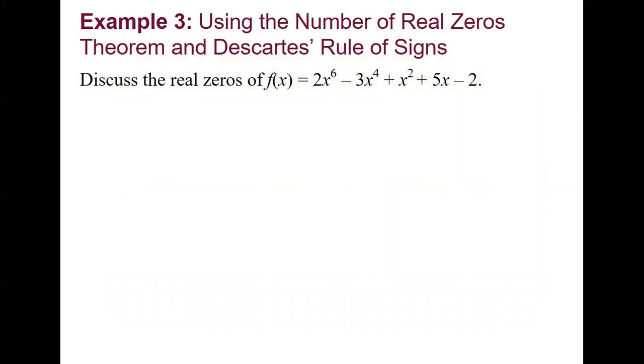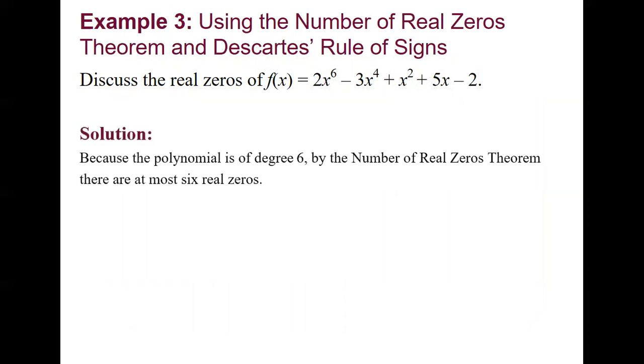All right, so here we have this function. f of x equals 2x to the 6 minus 3x to the 4 plus x squared plus 5x minus 2. Agree? All right. So that's our polynomial. Because of the polynomial, its degree is 6. Its max number of real zeros is 6. Agree? Because it is a degree of 6.